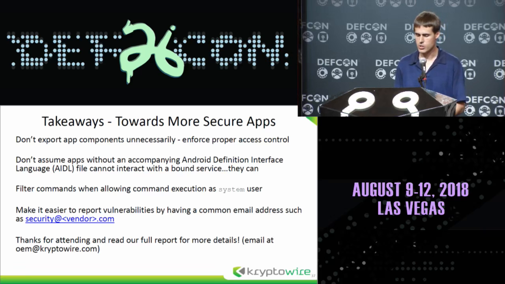And just from the responsible disclosure process, all of these vulnerabilities were responsibly disclosed, although sometimes it's difficult to find who exactly to talk to, who's going to escalate it quickly. So if there was a common email address to send to, that would facilitate things.